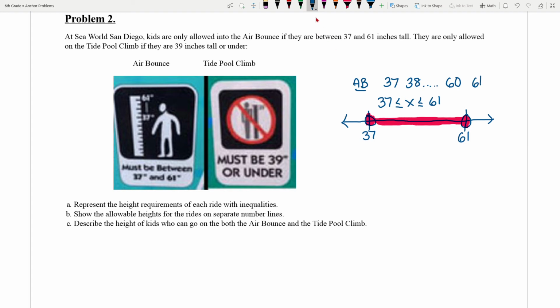Now, getting to tide pool climb. Abbreviate this as TP, not toilet paper, but tide pool. Sorry. Recording this upstairs today, so I've got a gallery of people laughing.